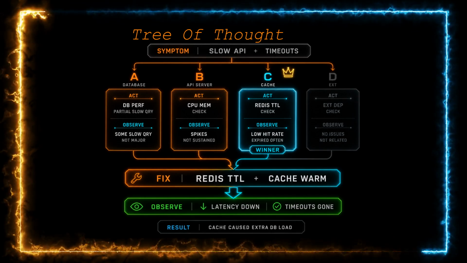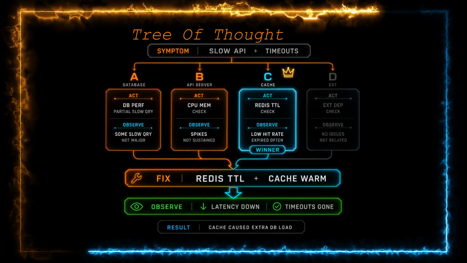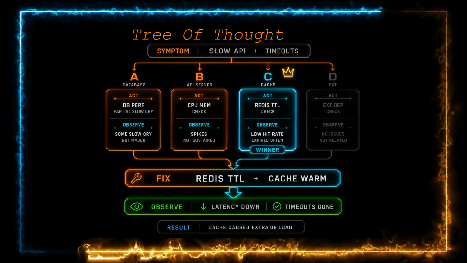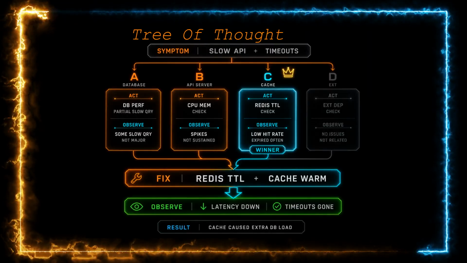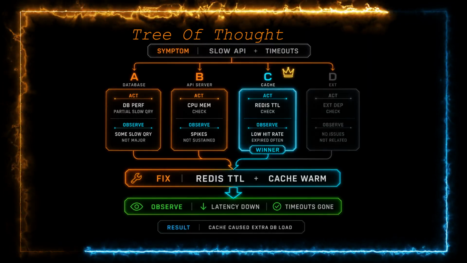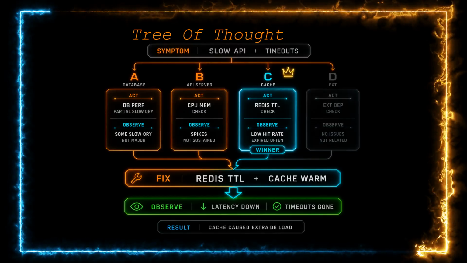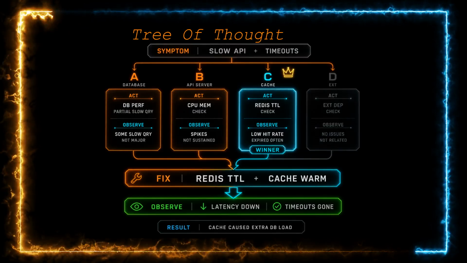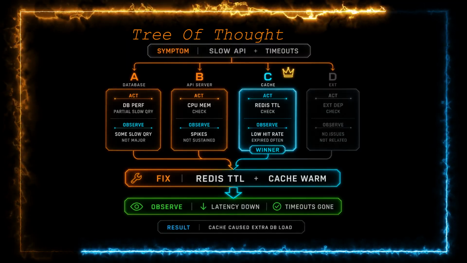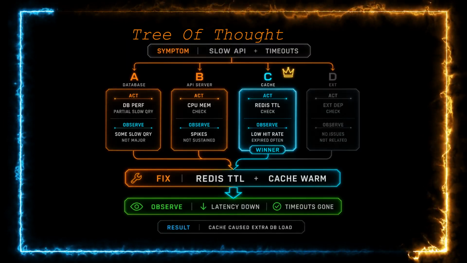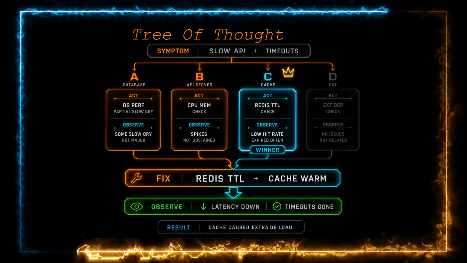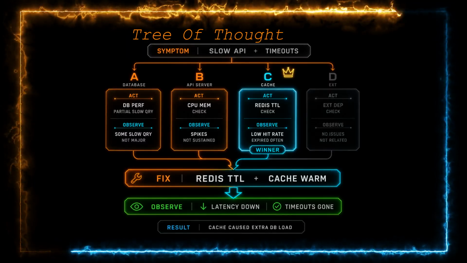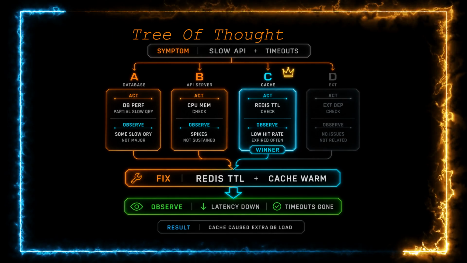Branch C, act: inspect Redis cache hit rate. Observe: cache hit rate is very low due to misconfigured TTL. Choose path. Cache misconfiguration is most likely root cause. Act: fix Redis TTL configuration and warm cache. Observe: API latency significantly improves, timeouts disappear. Final result: issue was caused by cache misconfiguration, leading to excessive database load.